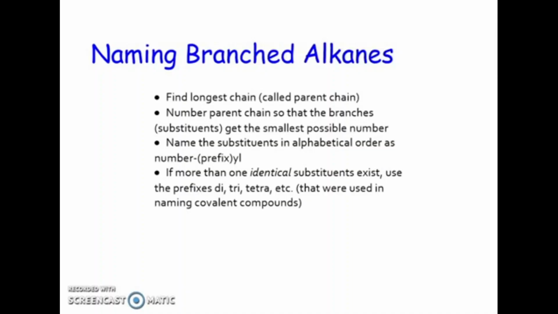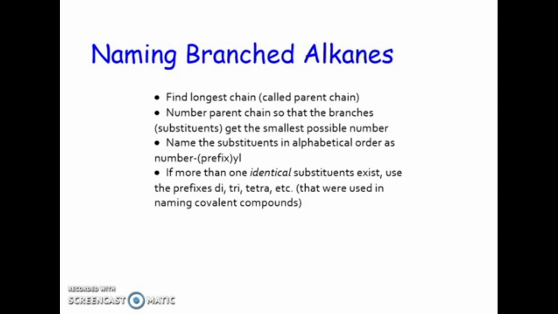The first thing you need to do is find the longest carbon chain, which is called the parent chain. Then you're going to number the parent chain so that the branches, which are called substituents, get the smallest possible number, just like we did when looking for what number to give the double or triple bond in alkenes and alkynes.